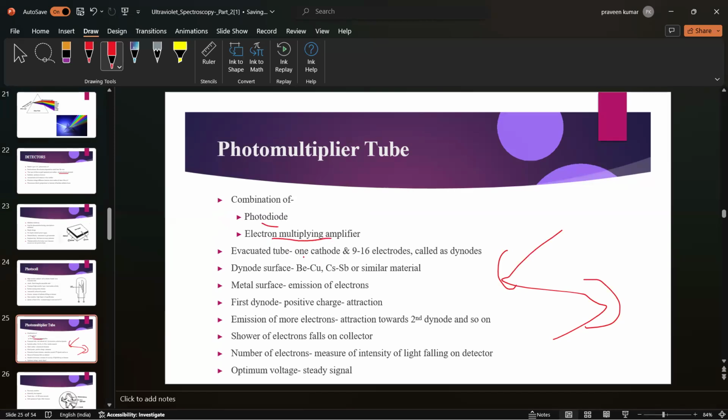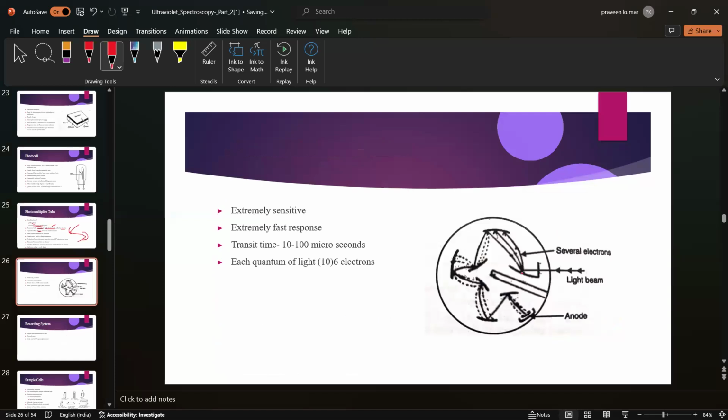It consists of a tube with one cathode and 9 to 16 electrodes, which are known as dynodes. The dynode surface is made up of beryllium, copper, or cesium materials. This is the basic principle, where we can see an increase in the intensity of the signal whenever the signal falls on each dynode. There are 9 to 13 dynodes present in the photomultiplier tube.